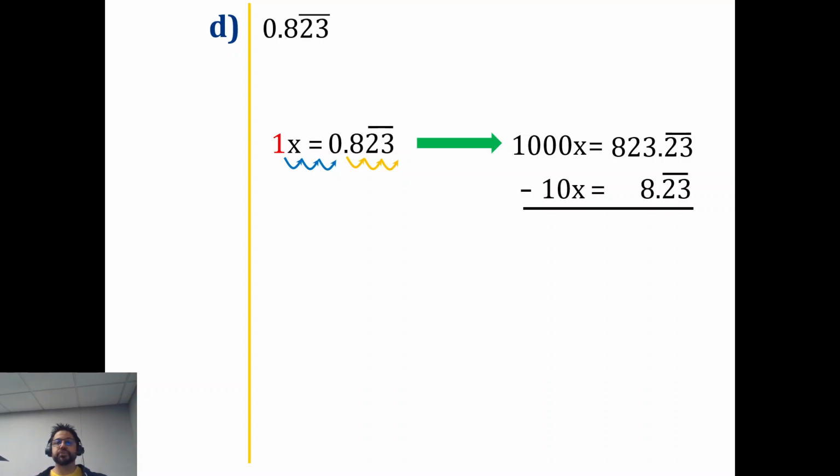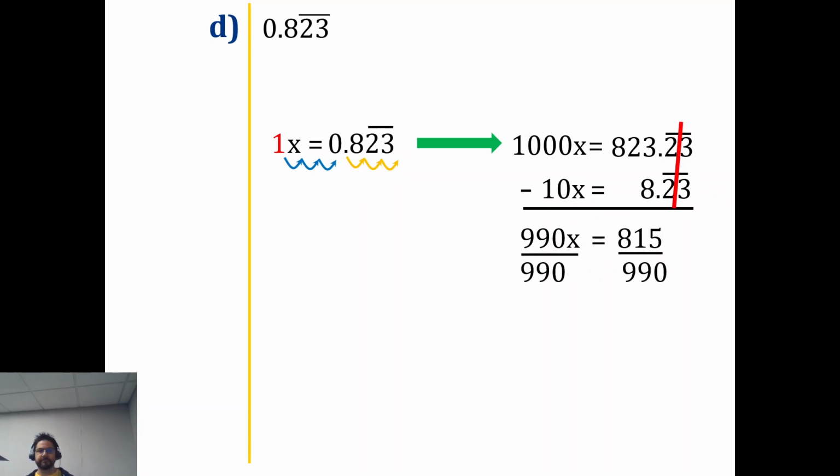All right, so when we subtract, we get 990x, so not 999. So for some of you who are trying to come up with that pattern or that trick, it doesn't work absolutely every single time. And if I subtract, I get 815. Divide both sides by a 99 with a 0. And then we're going to go ahead and reduce it. If we divide by 5, everything's going to be good.